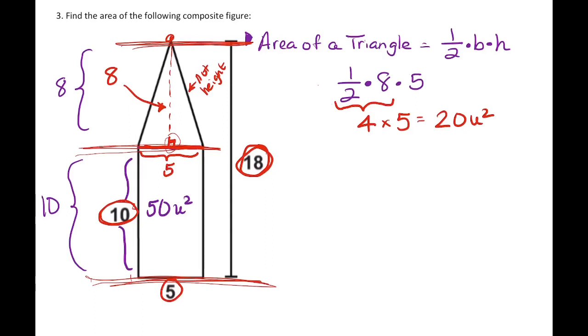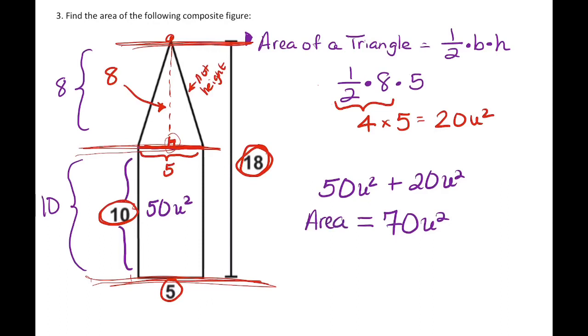And now we have enough information. So the rectangular part was 50 square units. The triangular part was 20 square units. Put it all together, what do you get? You get 70 square units for the area. Don't forget to do that.